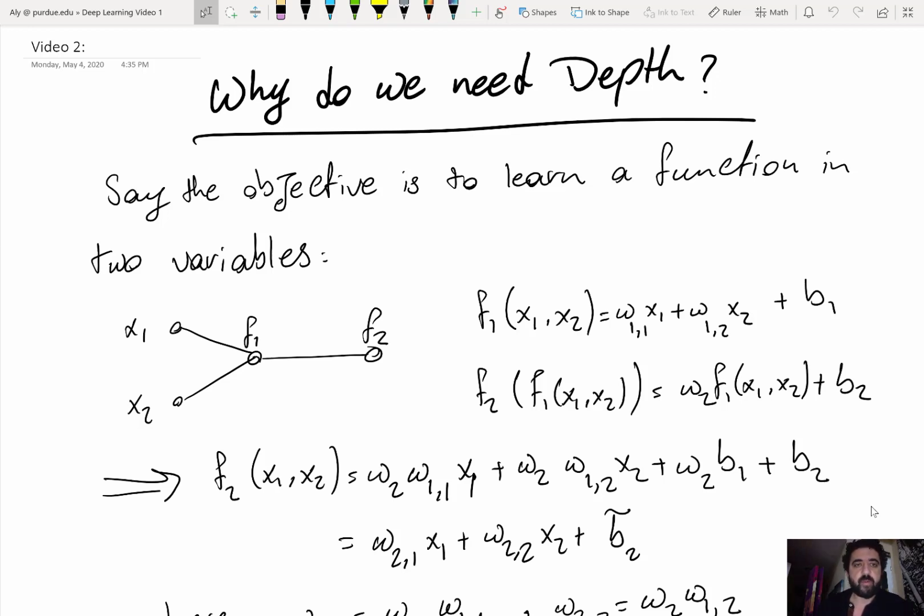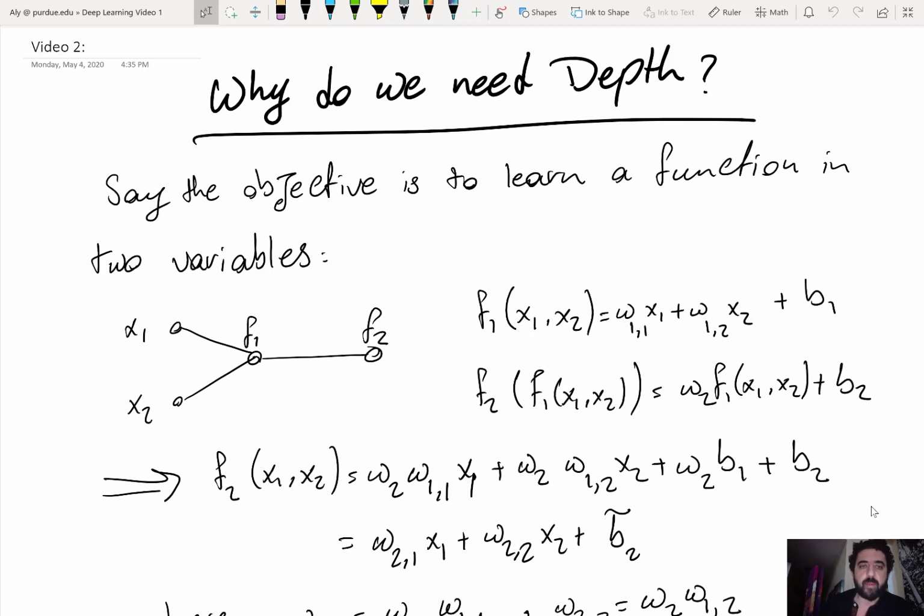Hi everyone, welcome to the second video of the Introduction to Deep Learning course. So last time we understood what is learning and we had a historical perspective of how the current paradigm of machine learning developed. Now in today's video the goal is to understand what is meant by the word depth or deep in the acronym deep learning.